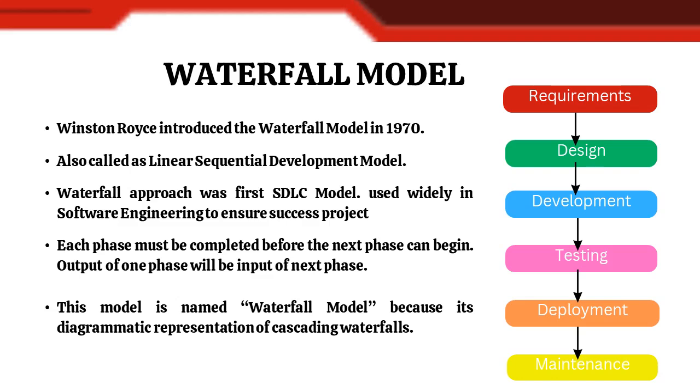It's called the waterfall model because its diagram looks like a cascading waterfall, where each stage flows downward into the next, just like water falling from a cliff. This approach is simple, easy to understand, and was widely adopted for building reliable software projects.